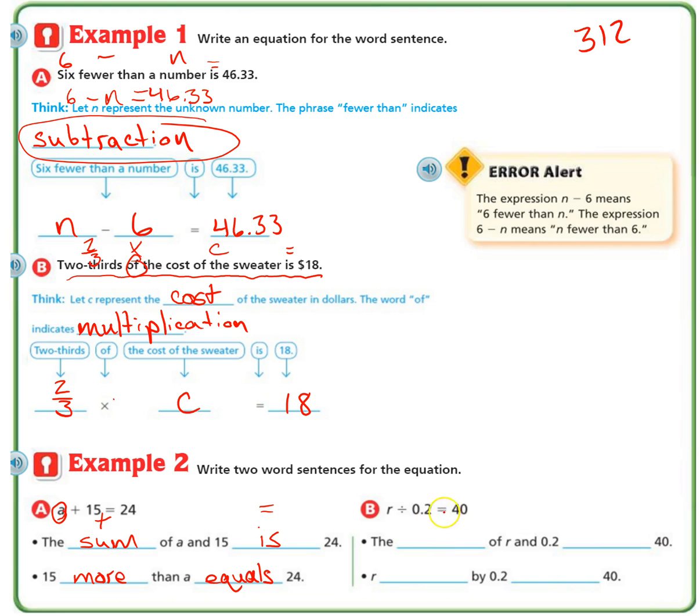Okay, over here, the quotient, because I'm dealing with a division problem. Answer to a division problem is a quotient. The quotient of R and 0.2 is the word for equals. Another way I could write it is R divided by 0.2 equals 40. So you can see there is some variation allowed in how you write out the word form of these equations. There is some variation allowed.